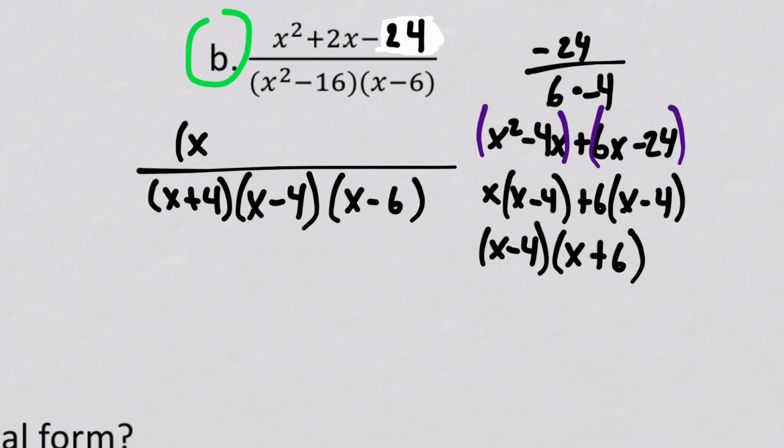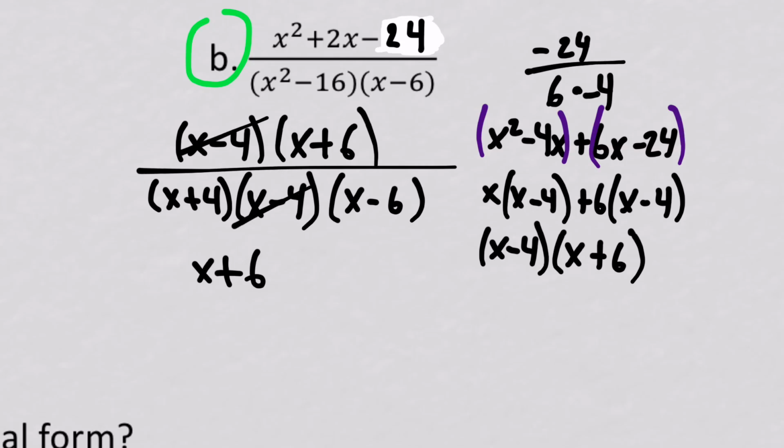So it's x minus 4, x plus 6. Down here, we cancel the x plus... no we don't. Rewind. We can't cancel the x plus 6, but we can cancel the x minus 4. So that leaves you with x plus 6 over x plus 4 times x minus 6. Done.